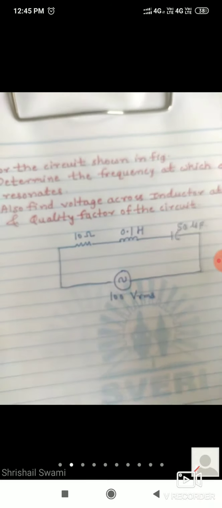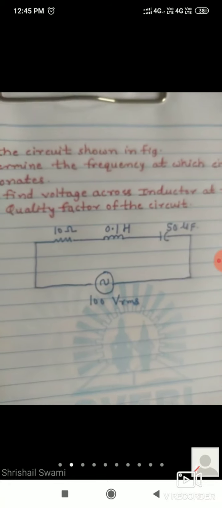So this is the question. What are the RLC values given, that we will see in the network diagram. R, L and C are connected in series, and an AC source of 100 V RMS is connected to the series combination. The resistor is 10 ohm, the inductor is 0.1 H, and the capacitor is 50 microfarad. These are the given things.